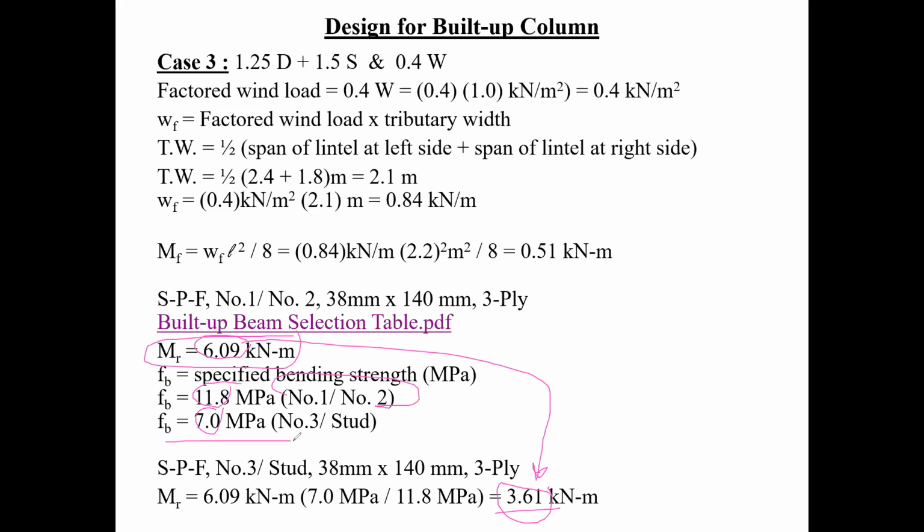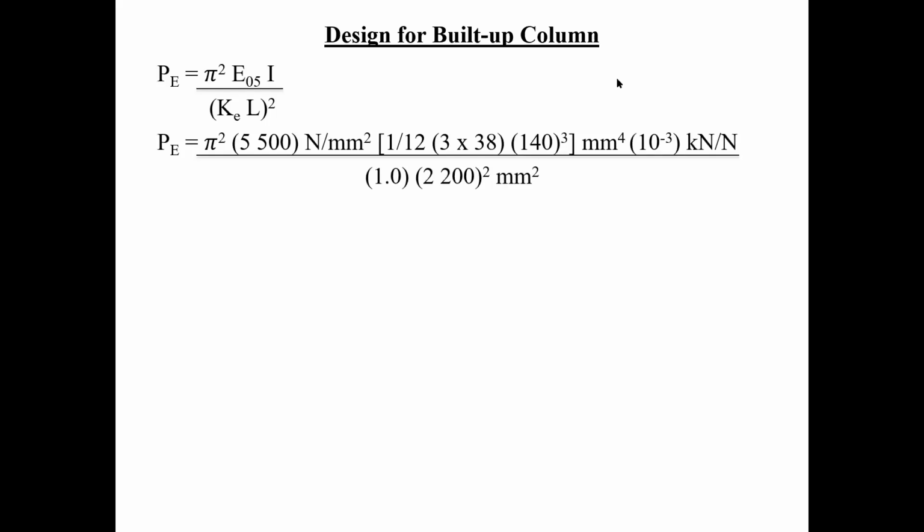Now, that's all we're doing. By doing that, I can now very quickly get my MR value. Okay, I have my MF value. Now, the last thing I need to calculate is, of course, the PE value, which is pi squared E05 I over KL squared. Now, the E05 for a number 1, number 2, don't worry, this is the value of E05. This, again, you get out of the tables in the back of the handbook. Of course, we all know what pi is.